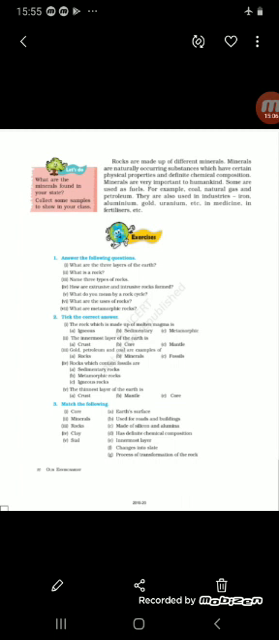Some are used as fuels, for example, coal, natural gas, and petroleum. They are also used in industries. Iron, aluminium, gold, uranium, etc. In medicine, in fertilizers, etc. So, rock is rich in minerals.